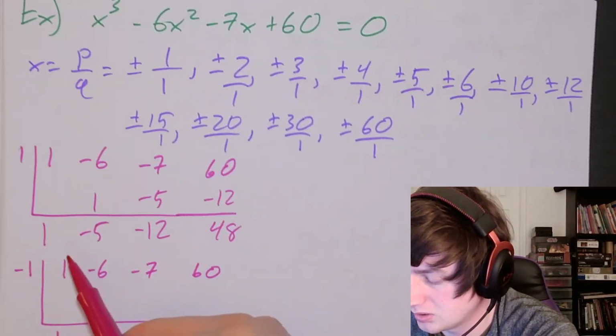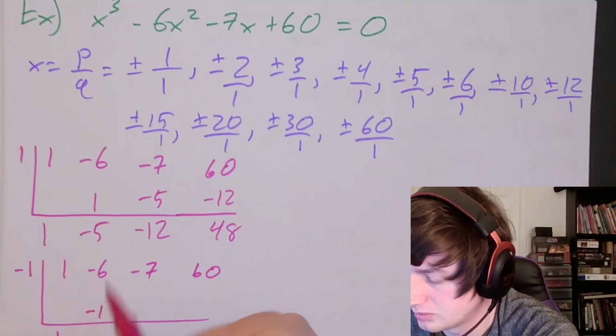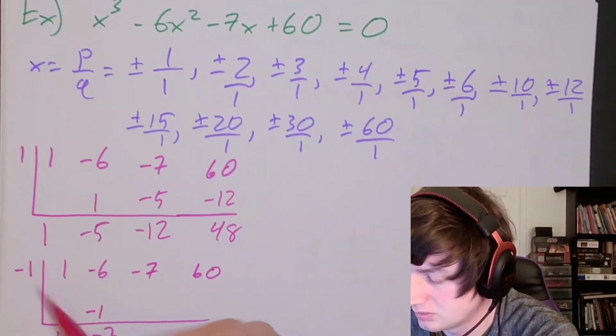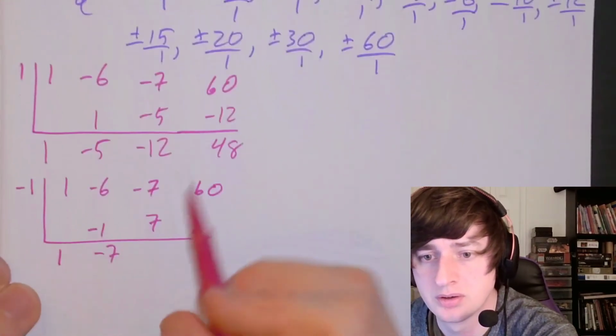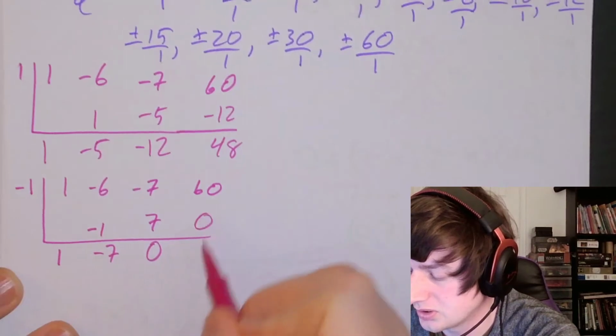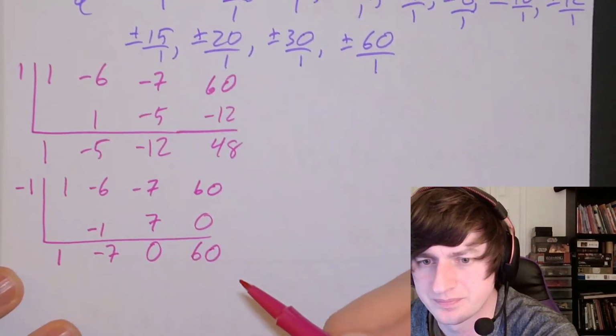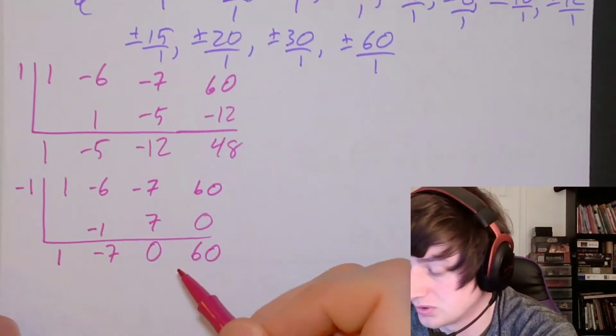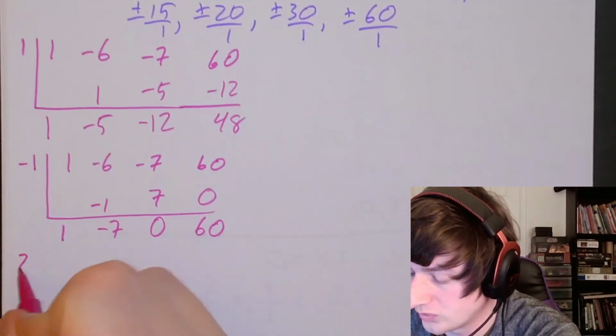We get negative 1, negative 7, makes a positive 7 when we multiply. Sorry. We're going to get 0 when we add these two. 0 here and 60 at the end. That's not negative 1 or positive 1. Then we check 2.